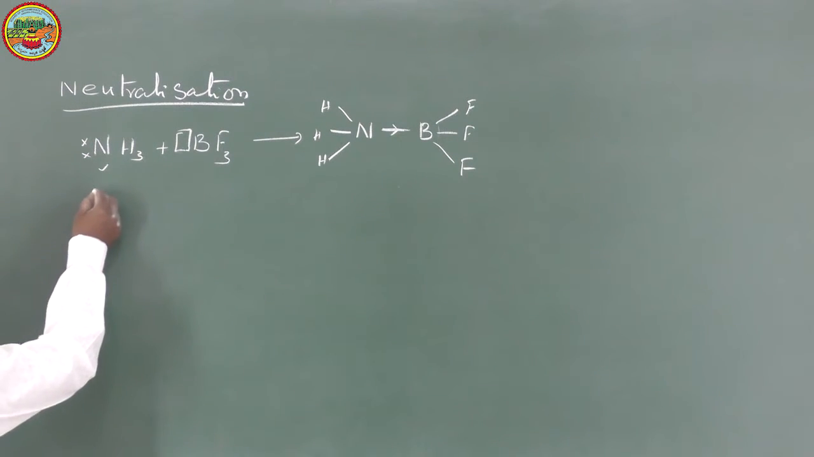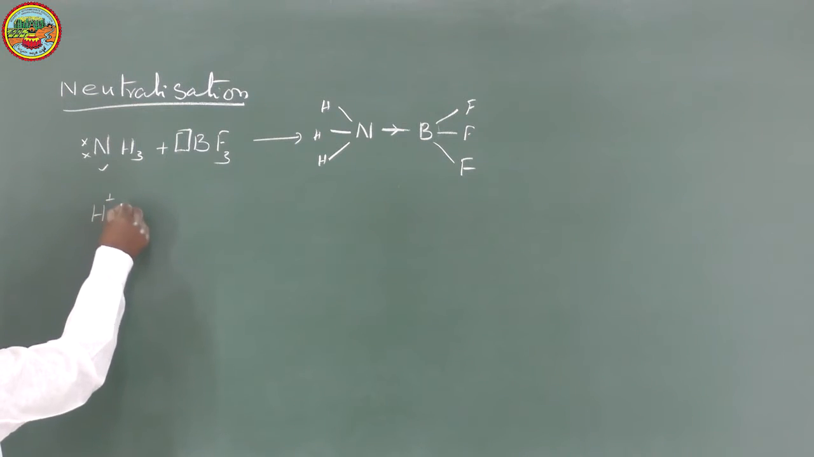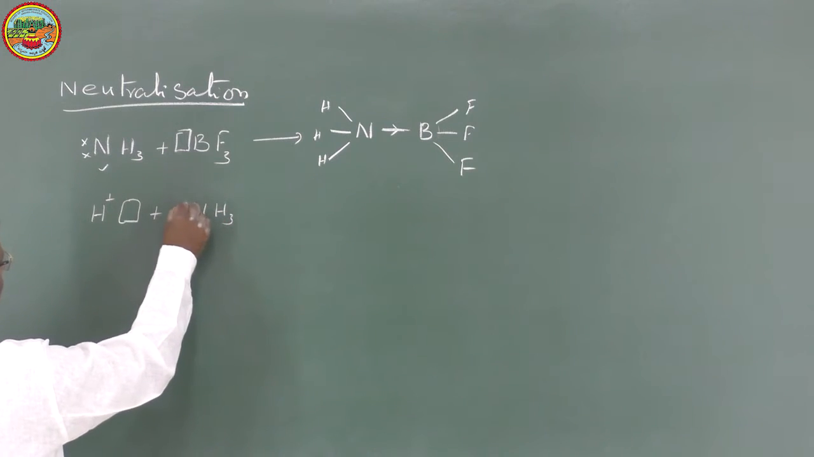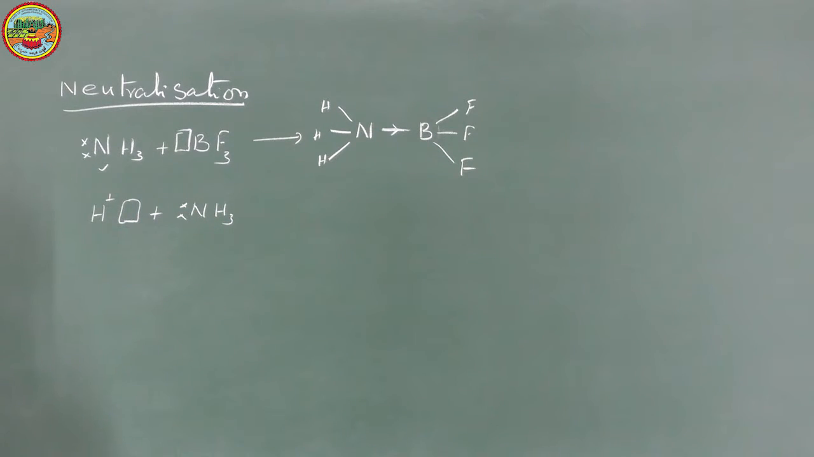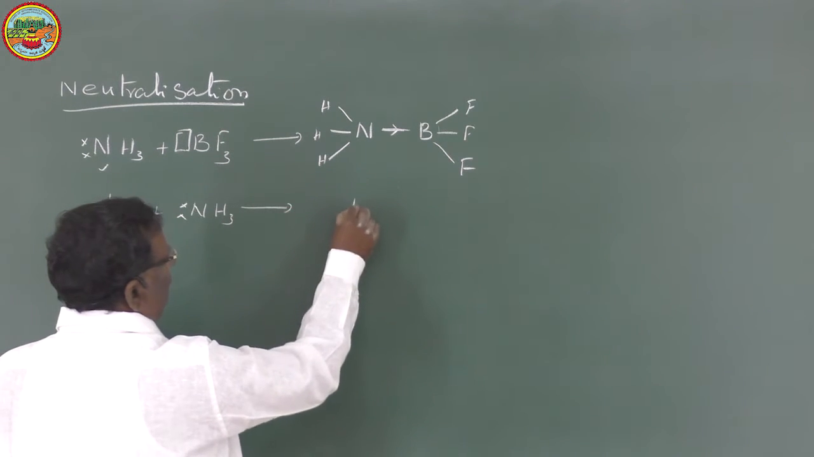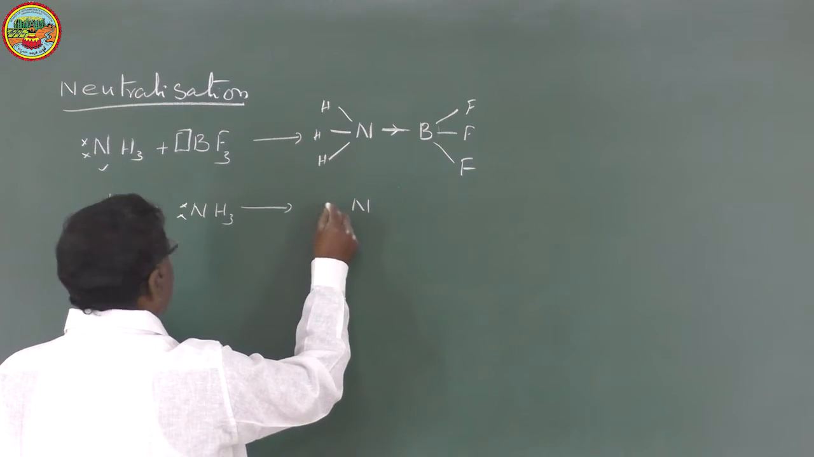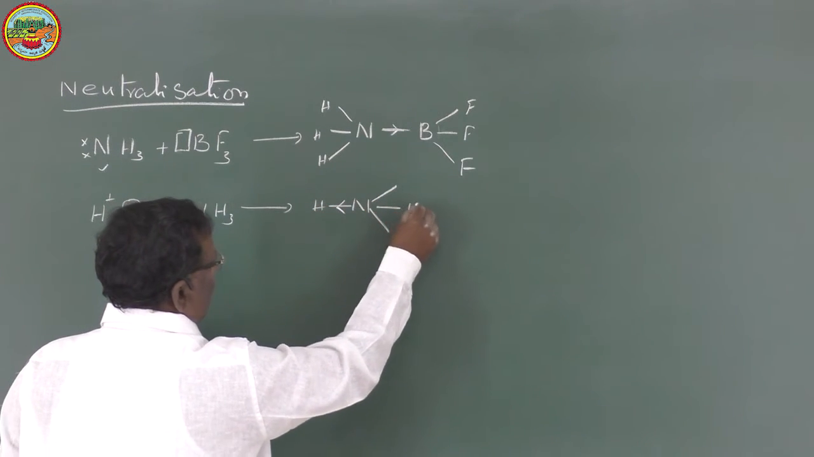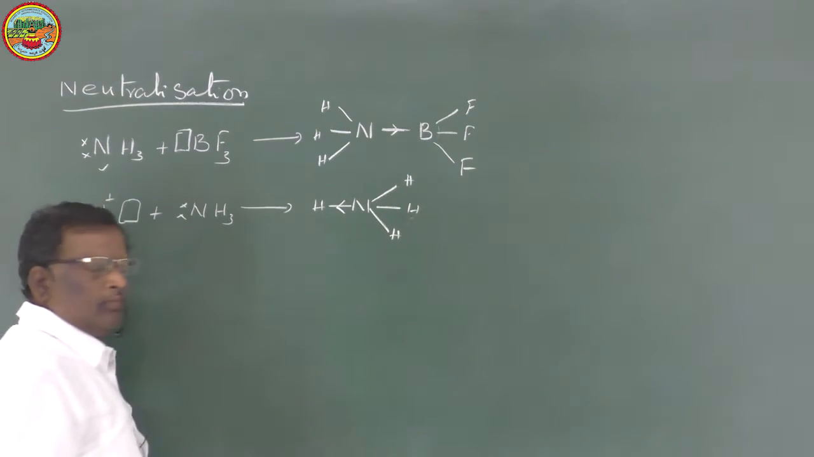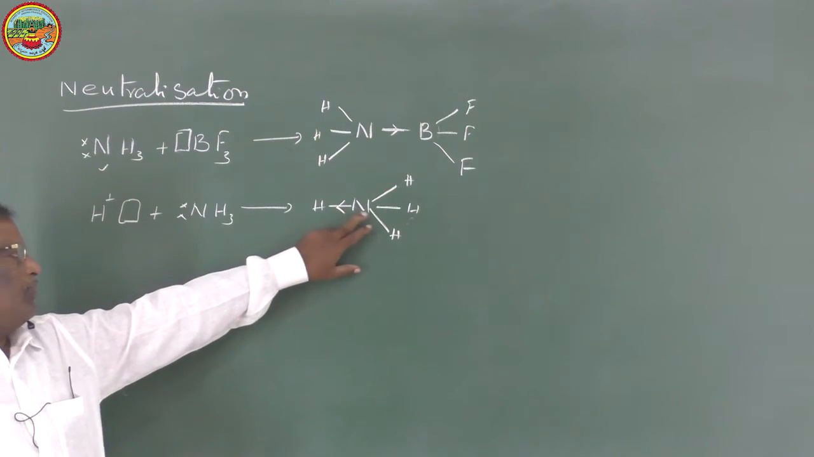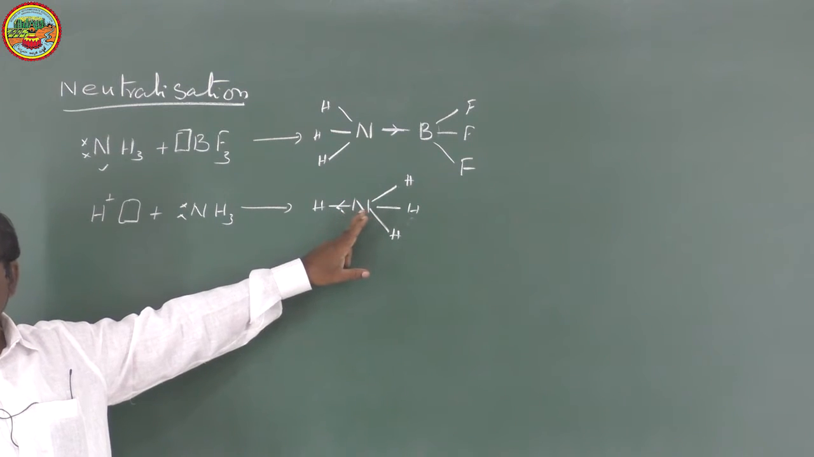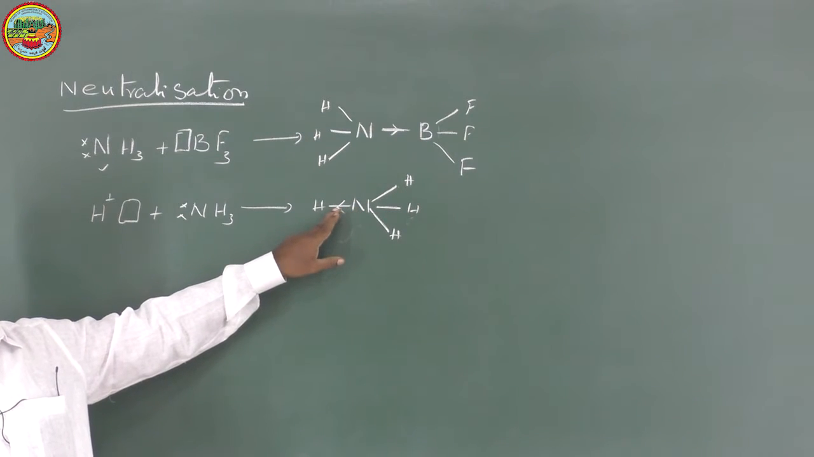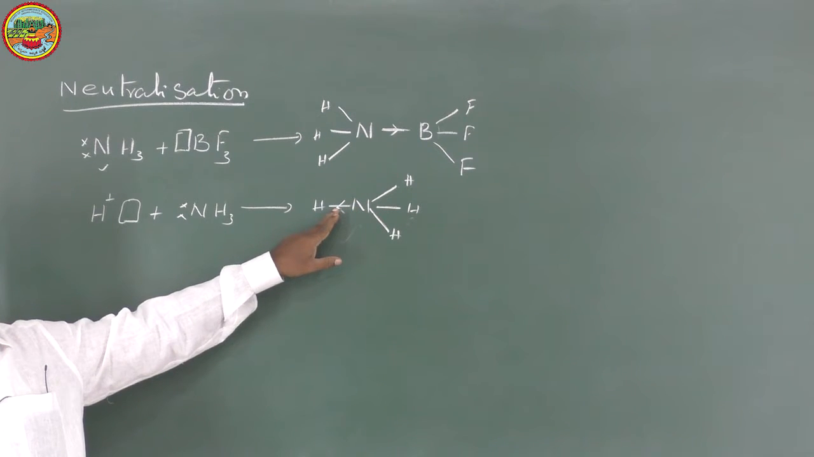Similarly, we can observe the formation of NH4 plus. In the H plus ion, we have an empty orbital. In NH3, we have a lone pair of electrons in the valence shell of nitrogen. Now in NH4 plus, nitrogen forms 4 bonds. The octet is completed here. So 3 NH bonds are covalent bonds, and one NH bond is a covalent coordinate bond.